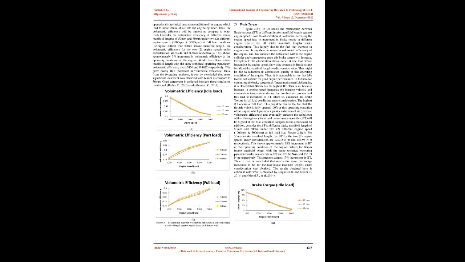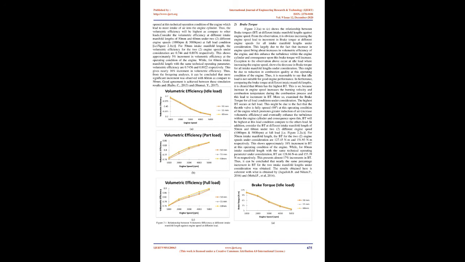Performance characteristics. 1. Volumetric efficiency. Figure 2.1 a, b, c shows the relationship between volumetric efficiency at different intake manifold lengths against engine speed. From the observation, it is clear that increasing the engine speed brings about an increasing trend in volumetric efficiency for all intake manifold lengths under consideration. This can be explained by higher speeds giving higher vacuum at the intake port, and consequently a larger airflow rate.